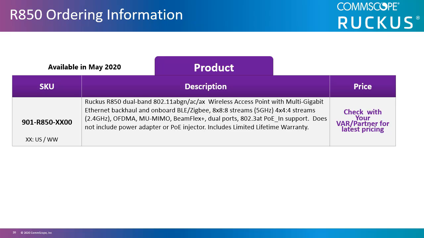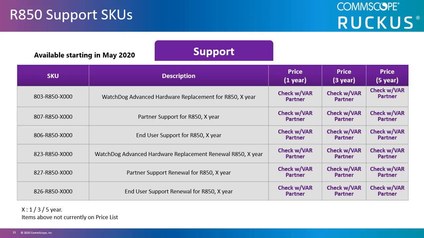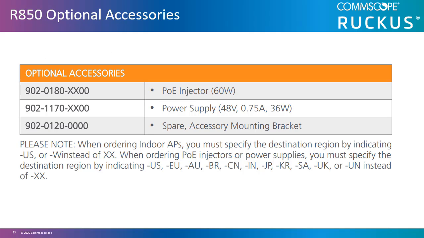Here is the R850 SKU number. The product was available as of May 2020. As a reminder, always check with your CommScope Ruckus VAR or partner for the latest pricing information. And here is a list of support SKUs for Watchdog Advanced Hardware Replacement for an R850 for 1, 3, or 5 years, partner support for 1, 3, and 5 years, Watchdog Advanced Hardware Replacement renewal for 1, 3, or 5 years, partner support renewal for 1, 3, or 5 years, and end-user support renewal for 1, 3, or 5-year increments. We also have optional accessories that include a 60-watt PoE injector, a 48-volt DC power supply, and mounting brackets.